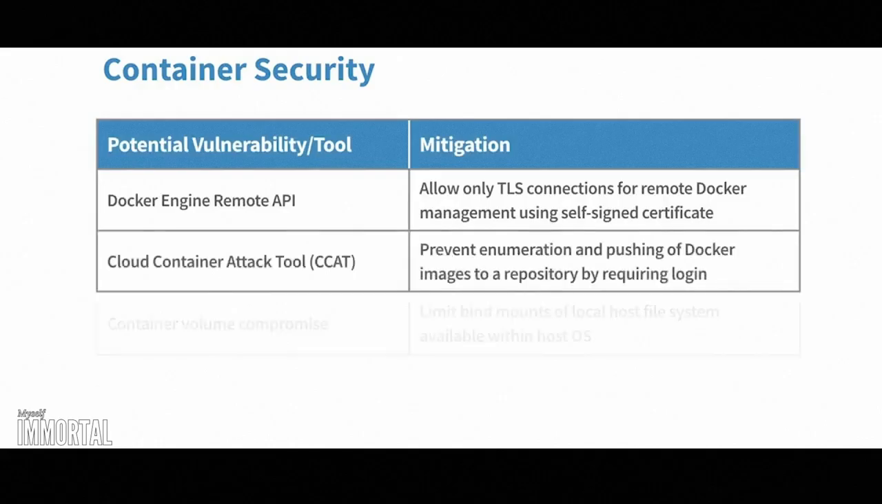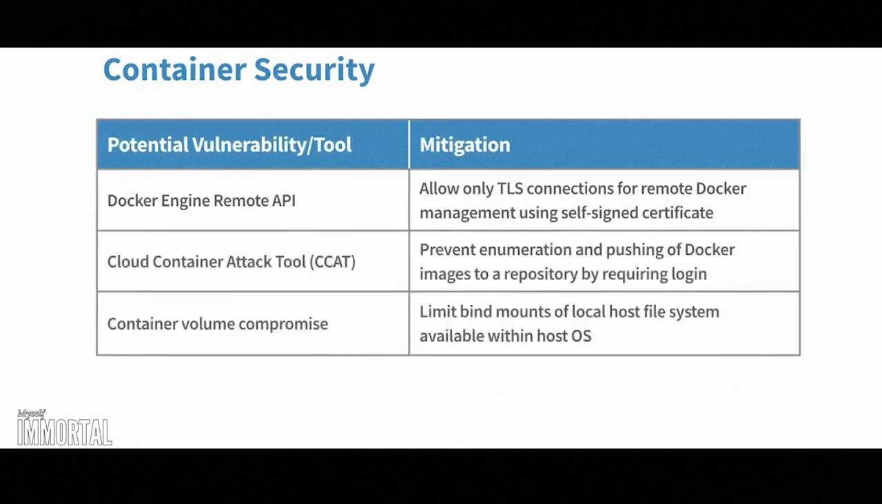So let's talk security. Here we've got a list we're going to go through of potential vulnerabilities or tools related to containers and what we can do to mitigate that security issue. The first one is the Docker Engine Remote API, which allows remote management over a network to a Docker host. What can we do to harden or secure that? Well, one thing to do is to use only TLS connections.